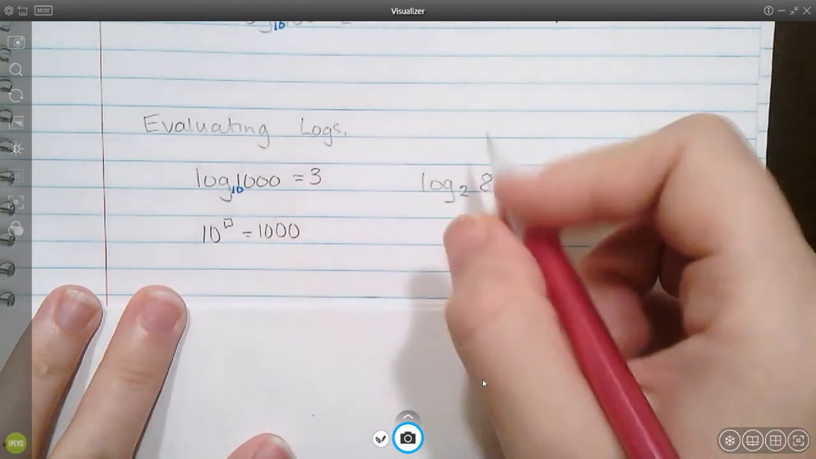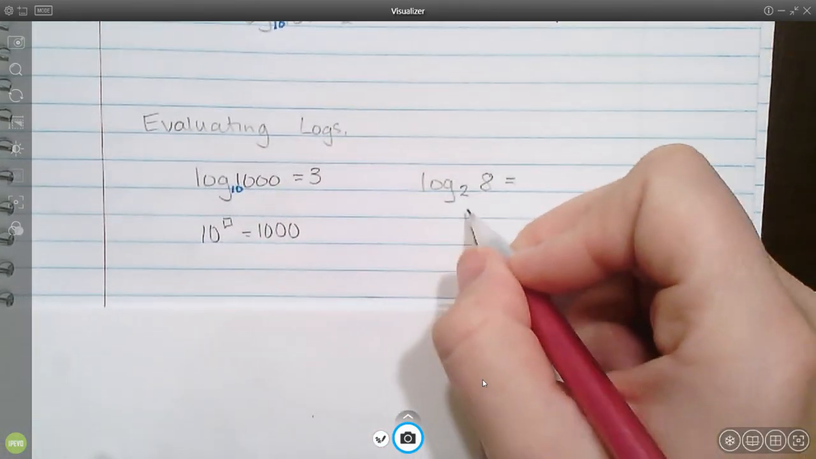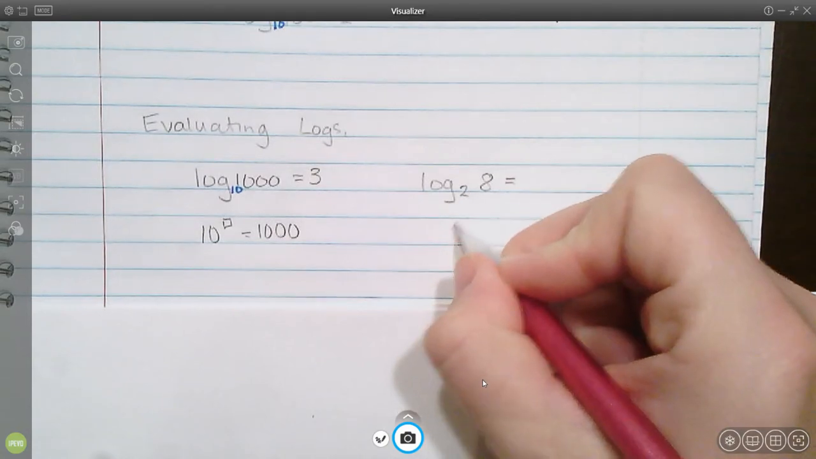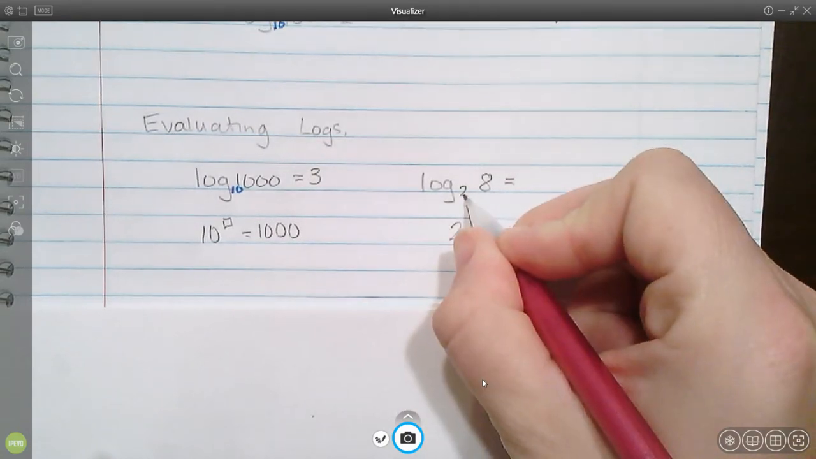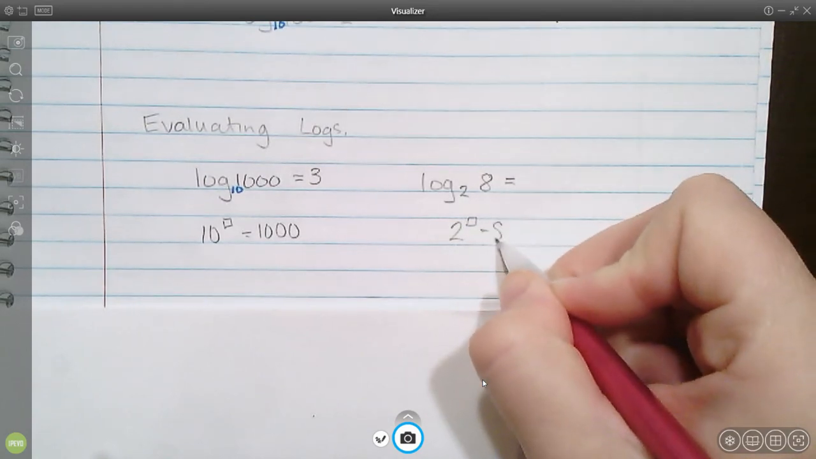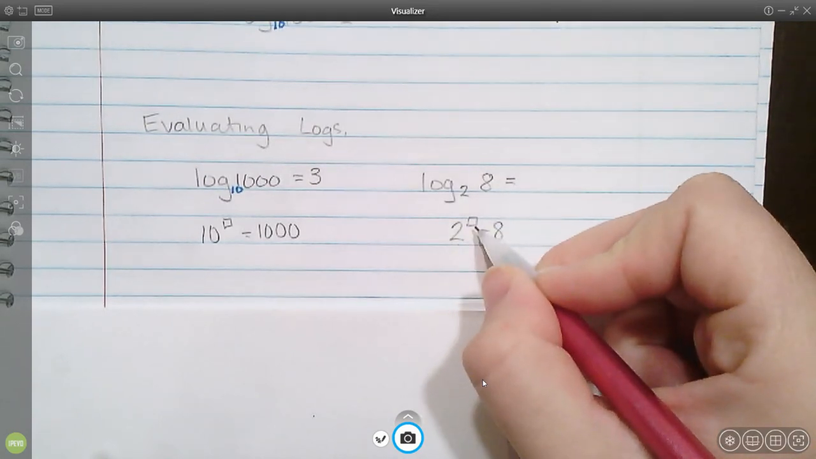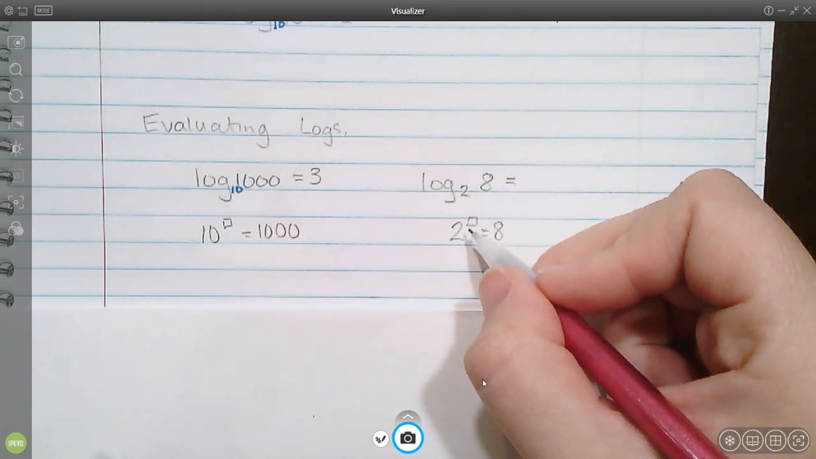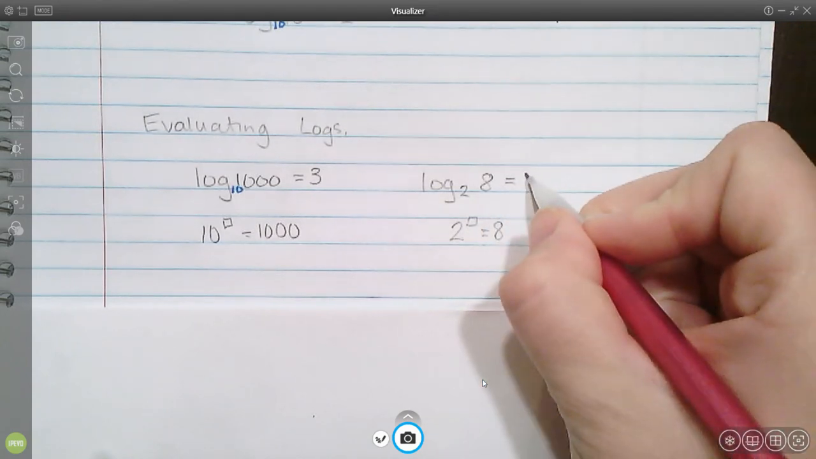Okay, and then over here, I think in my head, you don't actually have to write this every time, but I just want to write it so you know how to think. 2 to the power of what gives you 8? Well, 2 times 2 is 4, so that's 2 squared. Times 2 again, that gives you 8, so that would be 3.